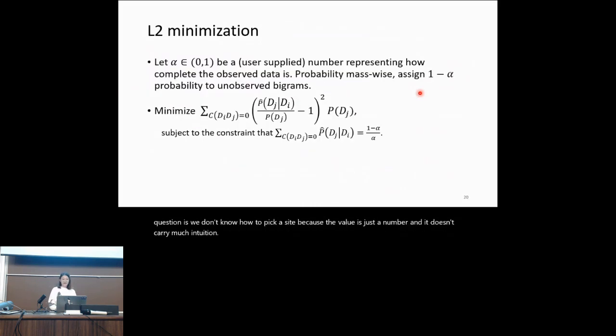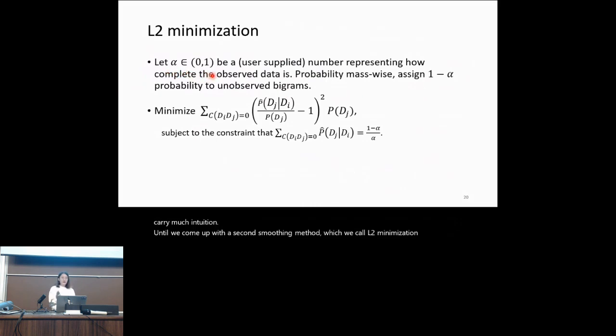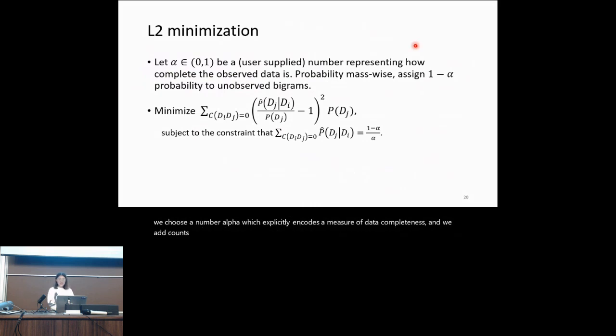So we come up with a second smoothing method, which we call L2 minimization. Here we choose a number alpha, which explicitly encodes a measure of data completeness. We add counts to unseen bigrams, and probability mass-wise, we assign 1 minus alpha probability to unobserved bigrams. With this method, we estimate the conditional probability by minimizing the weighted deviation of the conditional probability to the observed marginal unigram frequency.